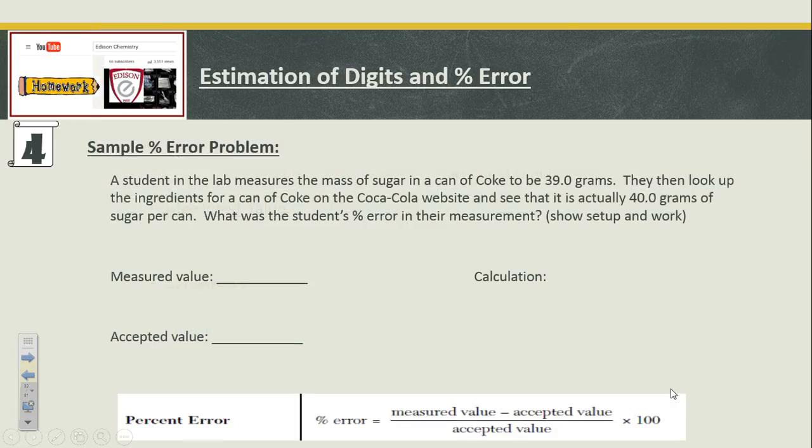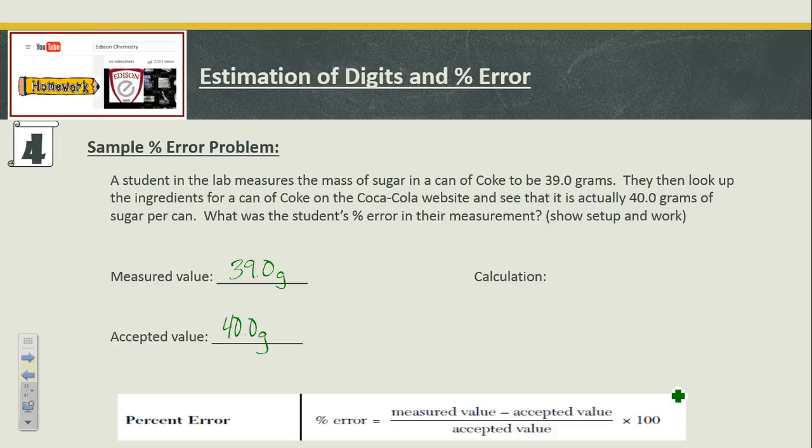And so, a percent error sample problem. Okay. A student in the lab measures the mass of the sugar in a can of Coke to be 39 grams. So your measured value is 39 grams. They look up the ingredients and find out that it's actually 40 grams. What was the percent error? So if your measured value is 39 and your accepted value, what you should have gotten, is 40, you're a little bit off. How off are you? That's the percent error calculation.